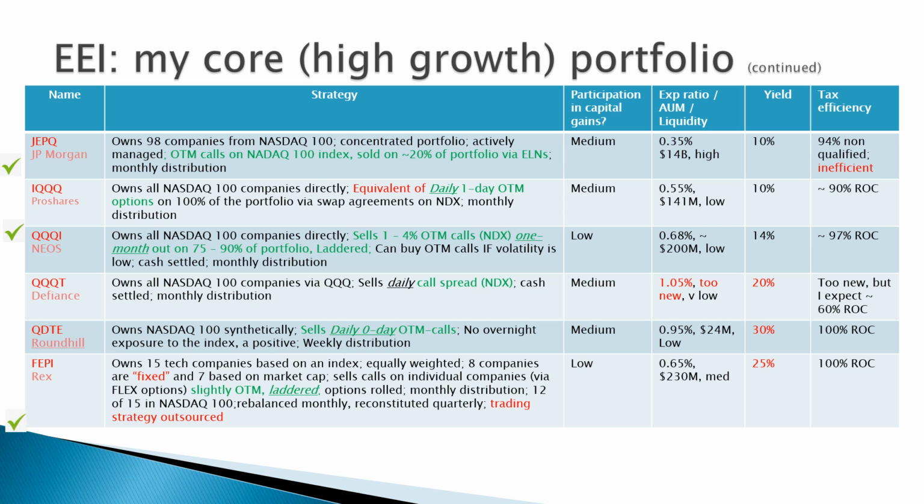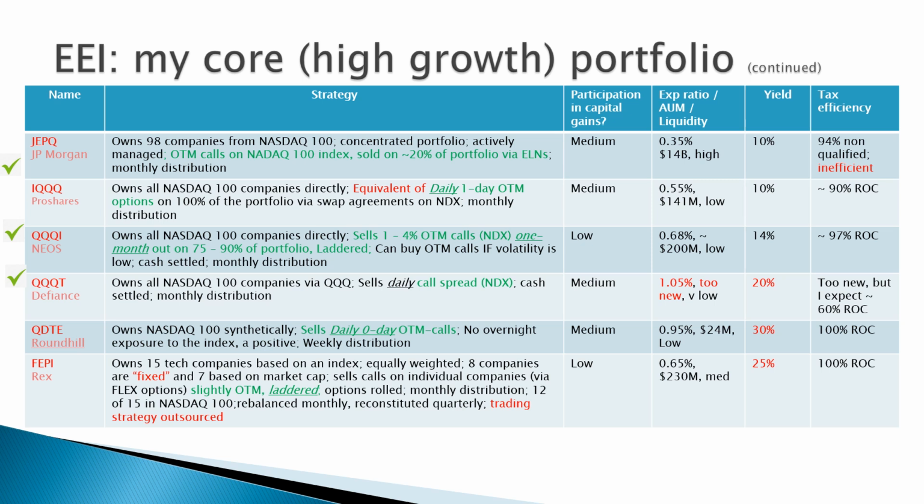Expense ratio is a little bit on the lower side for covered call ETFs. Not a bad size, 141 million and getting larger, but I'm rating the liquidity as low. The spread can sometimes be 4 or 5 cents. Yields around 10 to 12%, and 90% non-destructive return of capital, so I have no problems owning it in my taxable account.